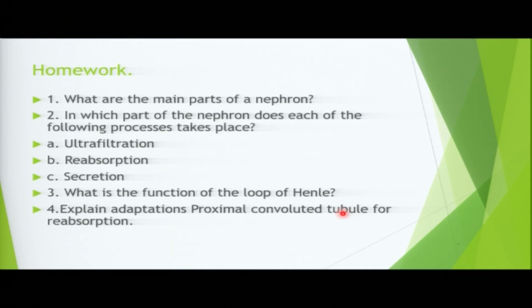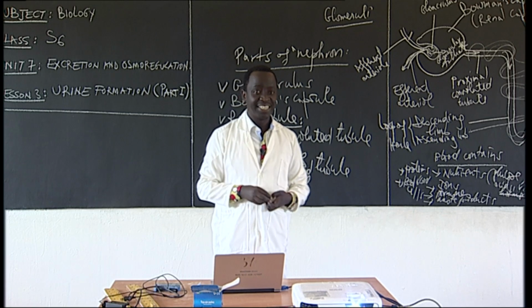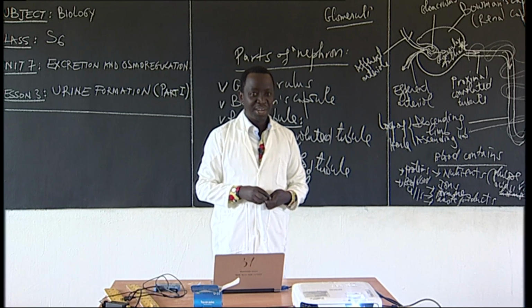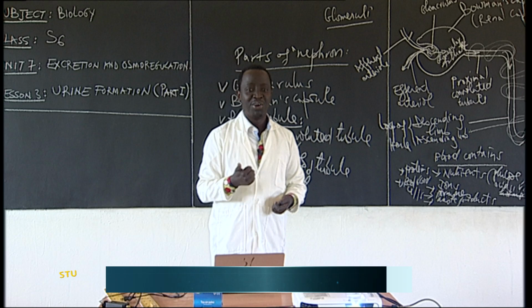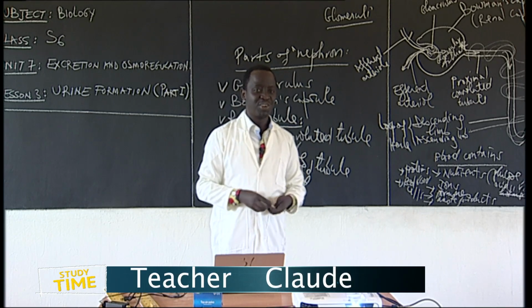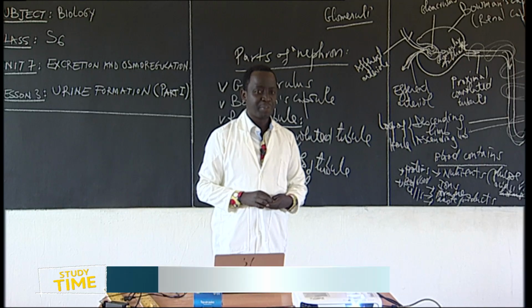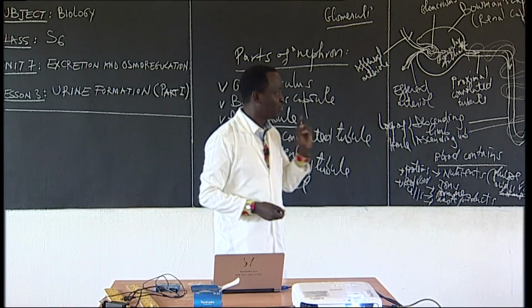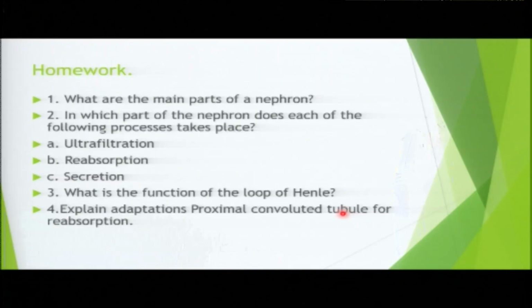As you have said, the proximal convoluted tubule is where most of reabsorption takes place. How is the proximal convoluted tubule able to carry out that function? Isn't it? So you have to be ready. Are you okay? Is it good for you? Oh, nice. So be ready for the next lesson. We will continue this urine formation because it is not finished. It has to finish here at this part.